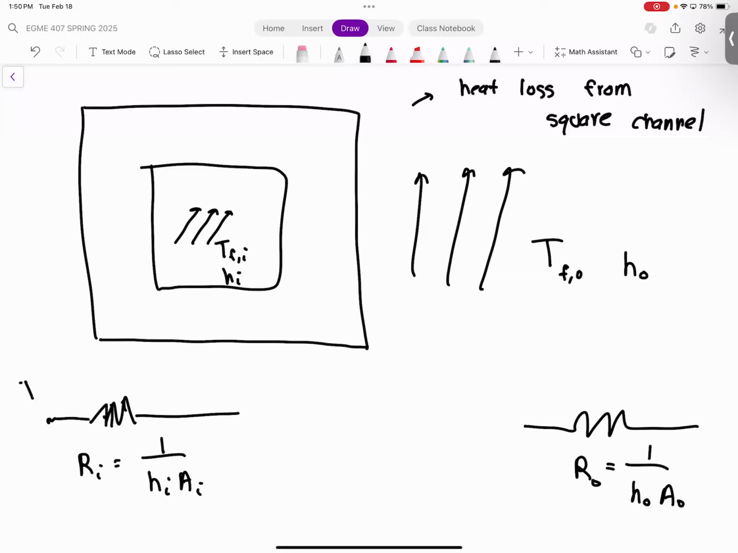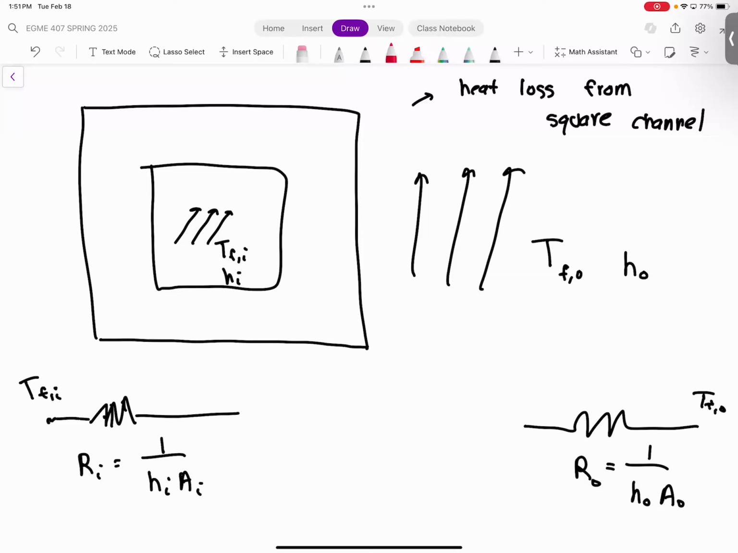And so if we have TFI and TFO, right? Normally what we can do is we can just take the temperature difference between TFI and TFO and then divide that by the sum of all the resistances in between. Okay. That's what we would normally do. Except in this case, we don't have a geometry that we're normally accustomed to. It's not a cylinder, it's not a planar wall. It's a 2D system here.